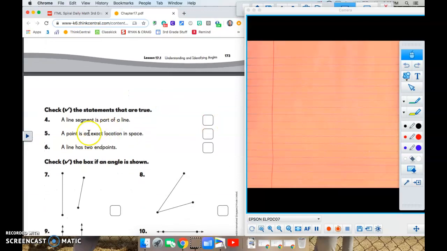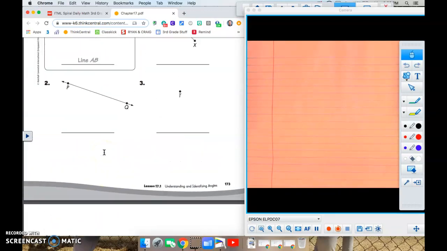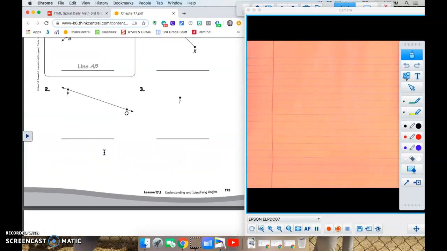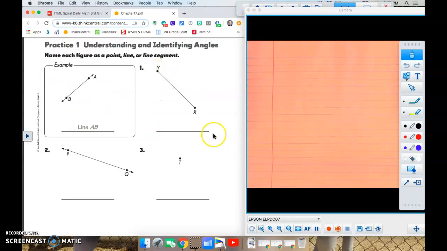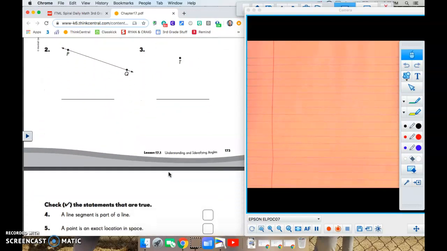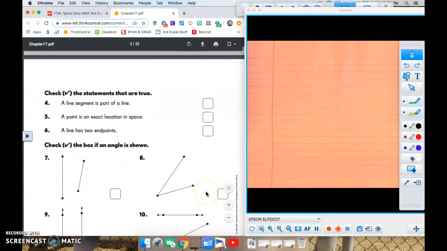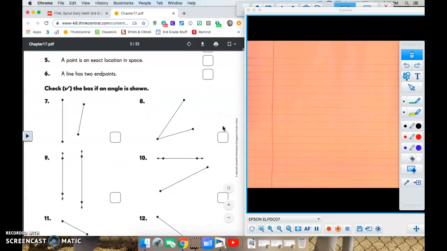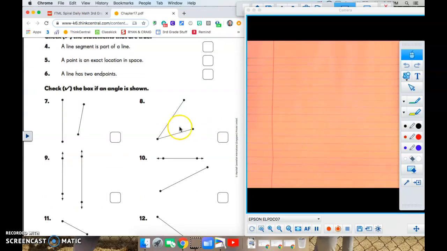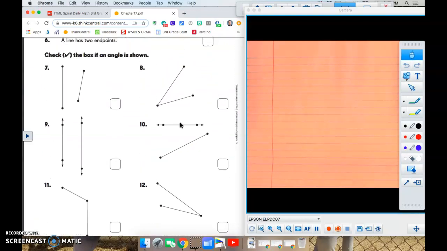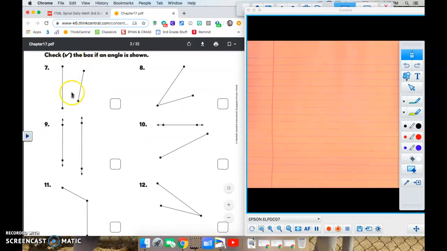So that is true. A line has 2 endpoints. Well, let's not get confused here, okay? These are not endpoints. Now on the line segment Y and X, they're both endpoints. But on P and Q, they're just points. It goes on forever. Remember, it doesn't have an end. So that is false. Number 6 does not get the check mark. So now we're going to look at which ones have angles. So 7, 8, 9, 10, 11, and 12. These 2 never touch. There is no angle, okay?